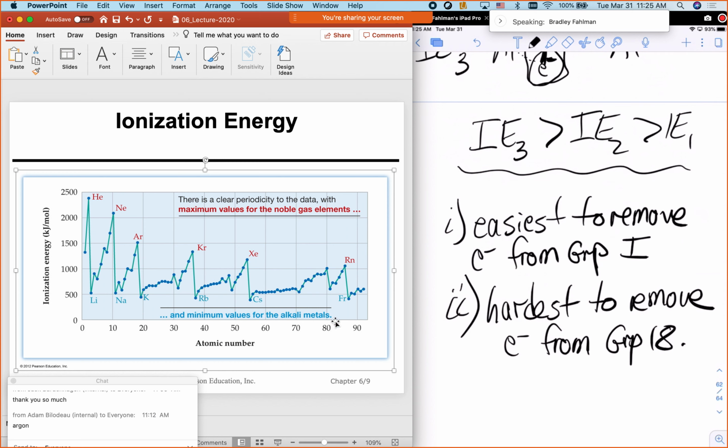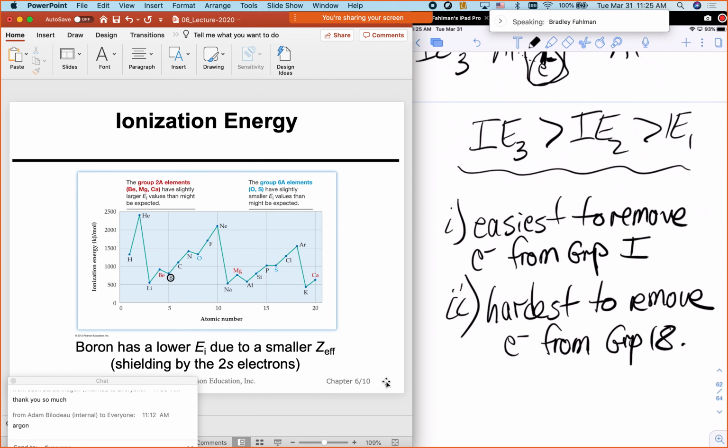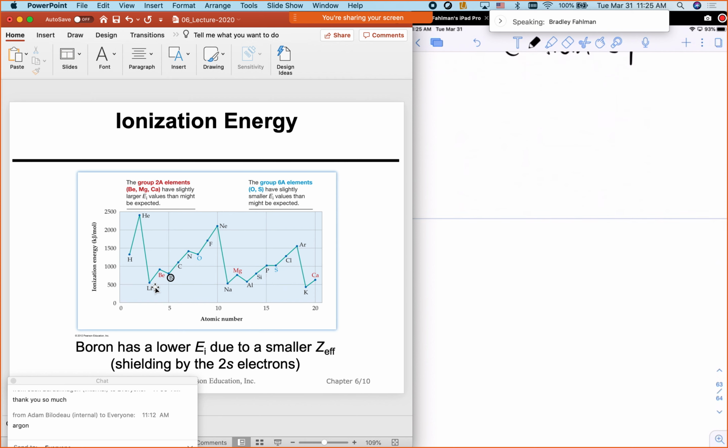So if we look at this second period, you'll see that it is harder to remove an electron from beryllium than it is from lithium. And let's look at that. So lithium's configuration is just, if we have this, okay, so that's the configuration for lithium.